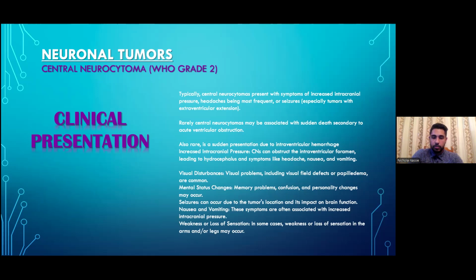With regards to increased ICP, central neurocytoma can obstruct the interventricular foramen, leading to hydrocephalus and related symptoms. Patients can also present with visual disturbances and mental status changes, in terms of memory problems, confusion, and personality changes. Also seizures, nausea and vomiting, weakness, or loss of sensation in some cases.